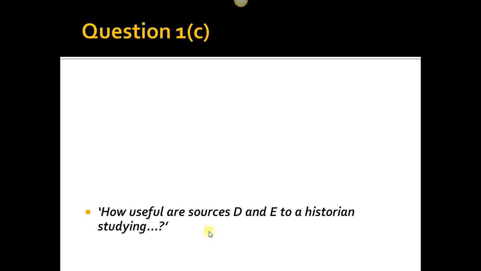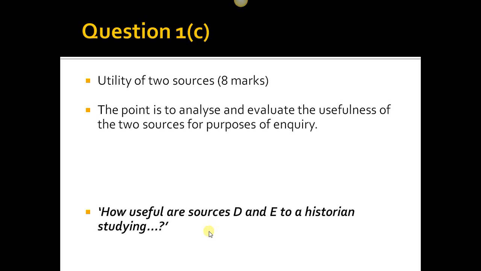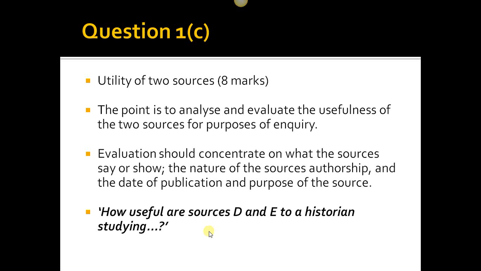Now, question 1c will always start with how useful a source is D and E to a historian studying. Here I'm going to give you a bit of advice on this one, and it really will help, and you'll see what I mean. So this is a utility question, so the use of two sources basically, okay? And it's worth 8 marks. The point is to analyse and evaluate the usefulness of the two sources for purposes of inquiry. Evaluation should concentrate on what the sources say or show, the nature of the source's authorship, and the date of publication and purpose of the source.